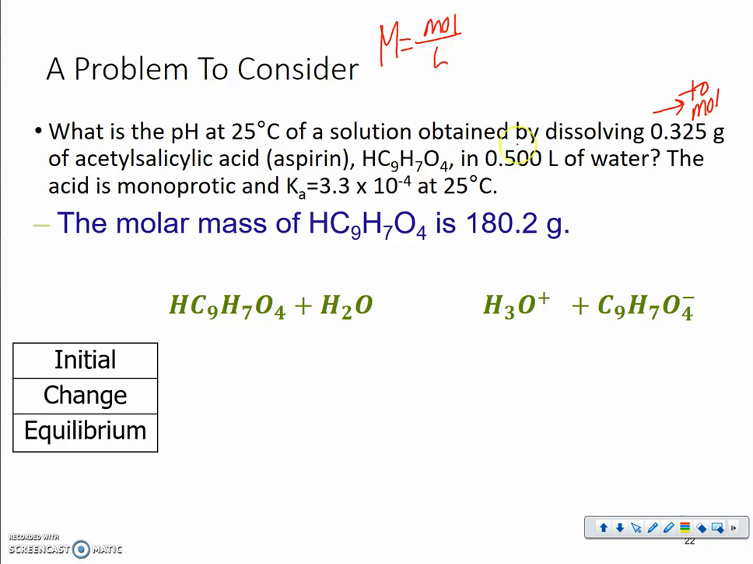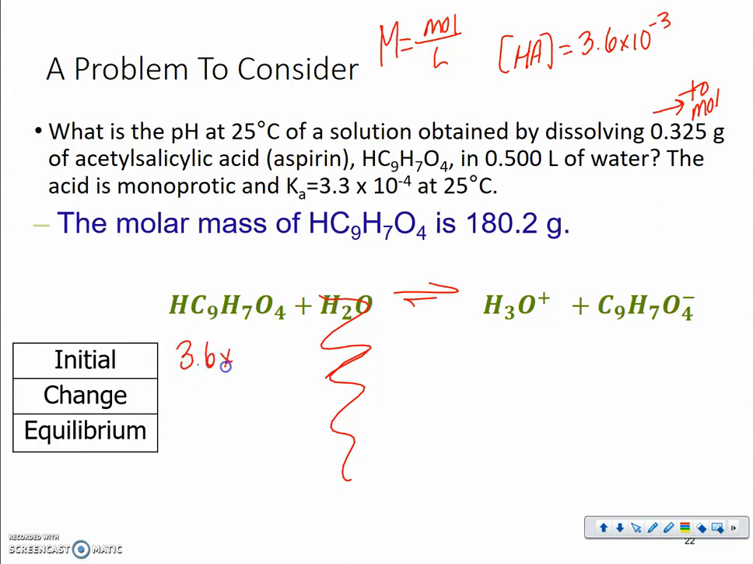So when you do that, the concentration of your HA is 3.6 times 10 to the negative third to start. All right, so we have our equilibrium reaction. We're going to ignore water. Our acid concentration we just solved. Initial products are 0. These go down by some number of moles, up by some number of moles, so we can find our equilibrium expressions.